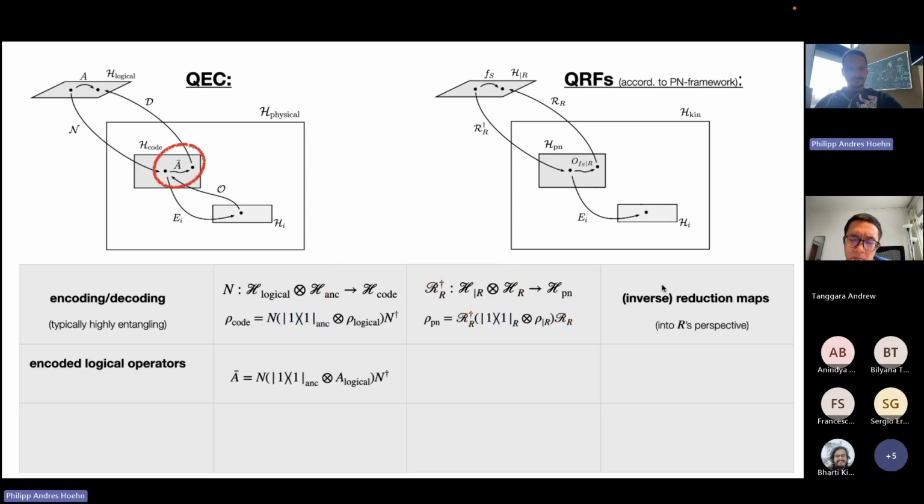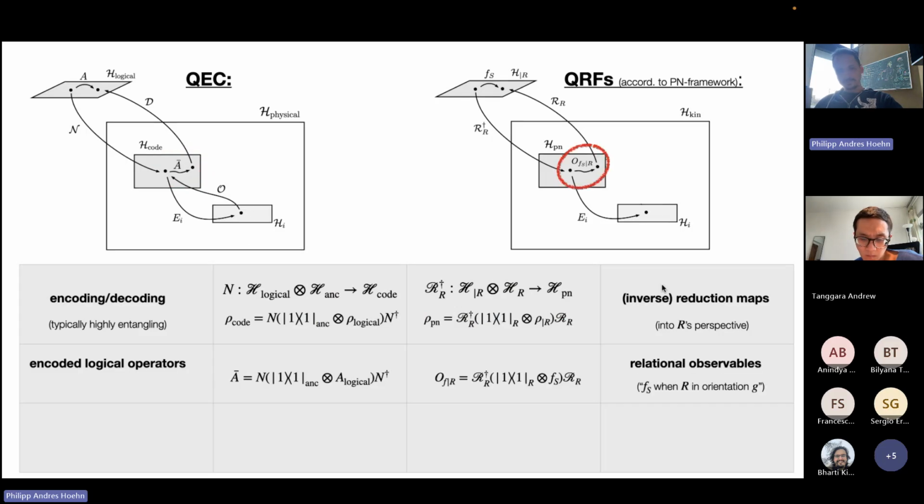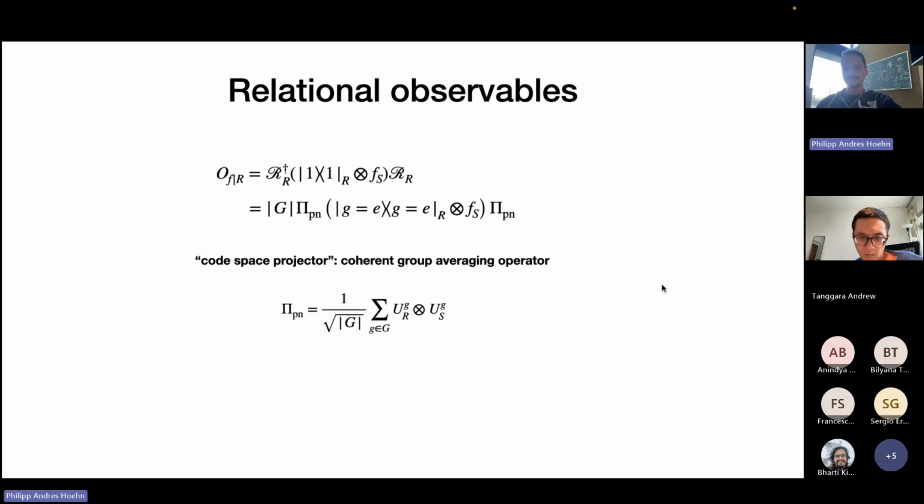And okay, for encoded logical operators, you do the obvious thing on the quantum error correction side. You take your logical operator, you also append whatever the redundant piece is, and then you do the same thing. On the quantum reference frame or gauge theory side, you would do the same kind of thing, just that you take some operator that acts on the system. The interesting thing here is that this takes the form of a relational observable. And relational observables are interesting in the quantum reference frame literature.